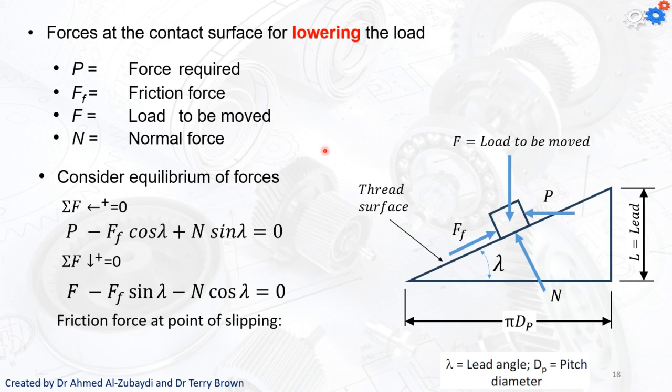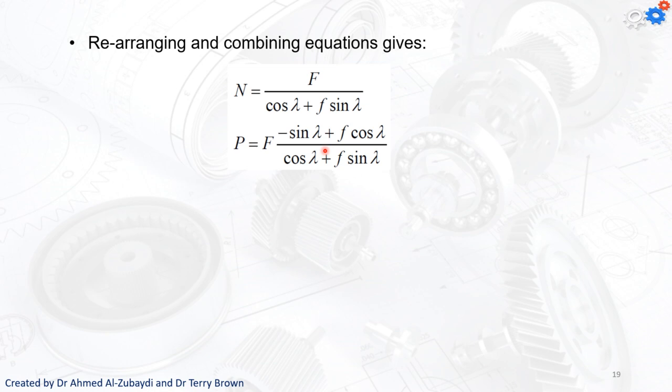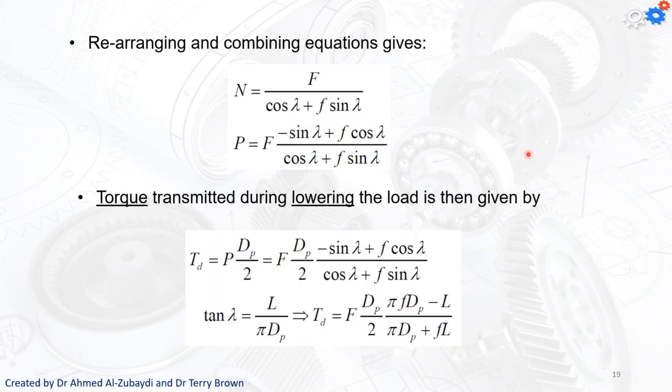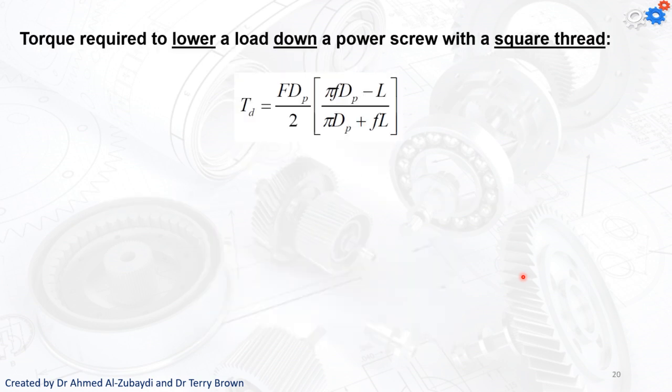Once again, the friction force at the point of slipping is going to be equal to the coefficient of friction multiplied by the normal force. We're going to rearrange these equations again. We're going to find the equation for the normal force and the P value. You can see that the signs have been changed here. And then we can calculate the torque and the lambda. So the torque required, once again, you can see that the sign has been changed here. And this will give me the final equation to lower down a load with the power screw, the square thread, will give me the following equation.